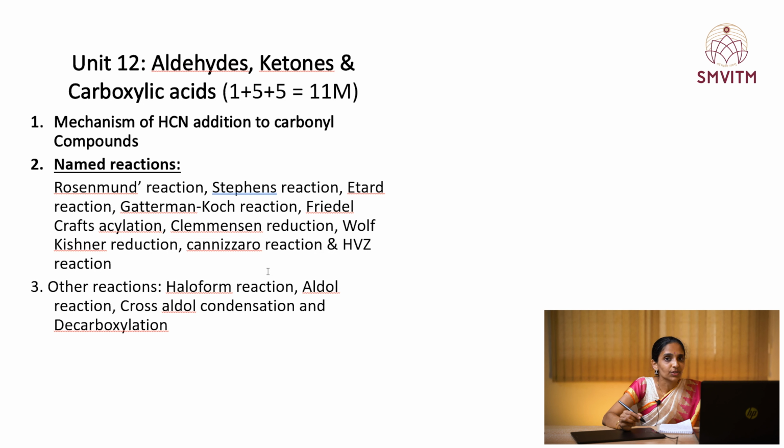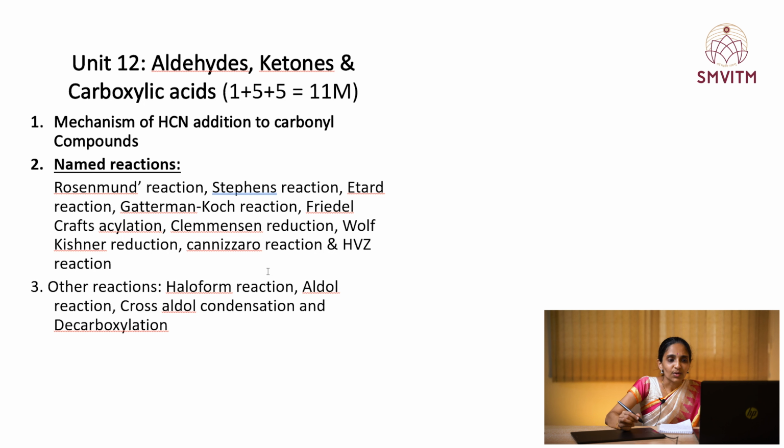HCN first reacts with OH minus. It gives you a CN minus, the nucleophile. That nucleophile adds to carbonyl compound. It forms a tetrahedral intermediate, which later takes up a proton from the medium, forming cyanohydrin.